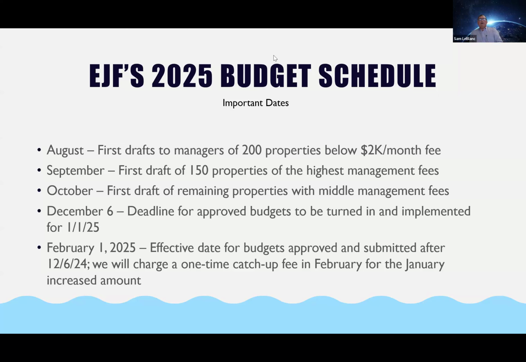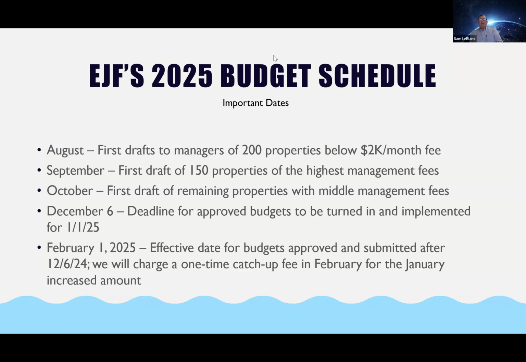So we're pushing out to the managers in August. We've already started on about 200 budgets that will be coming to the managers for their review and then going out to boards. Those are properties that are generally below $2,000 a month in terms of fees. In September, we're going to do another about 150 properties. Those are going to be for our highest management fees, so our largest properties for the most part. And then those will be pushed out to the boards as well. And in October, we'll do kind of the middle of the road and get those out to boards.